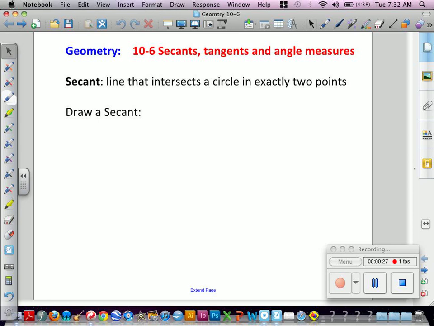And so we know already that a tangent line is a line that intersects the circle only at one point, and so that would be a tangent line. Let's look at what secant means. A secant line is a line that intersects a circle at exactly 2 points. So take a minute and draw a secant line. So I need a line that intersects the circle at 2 points. So that would be a secant line.